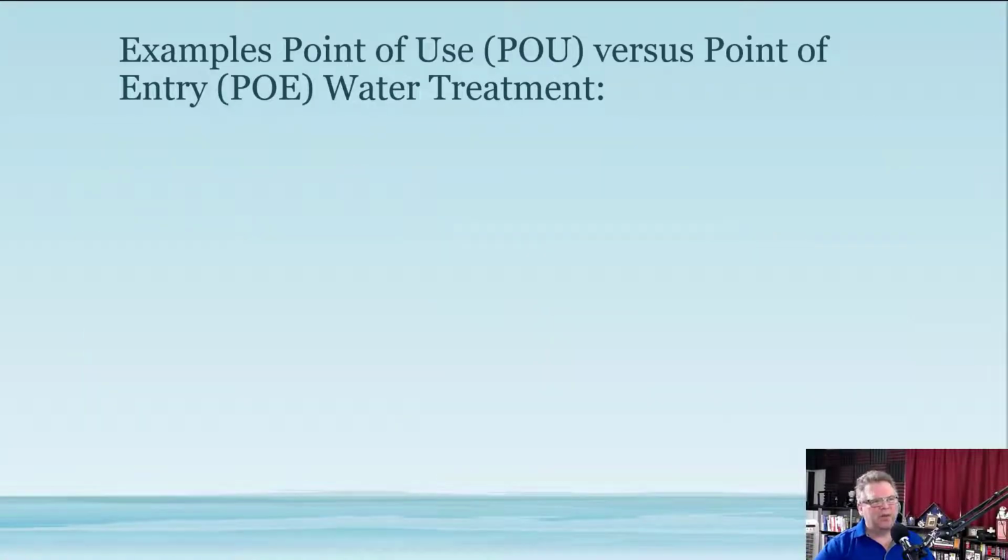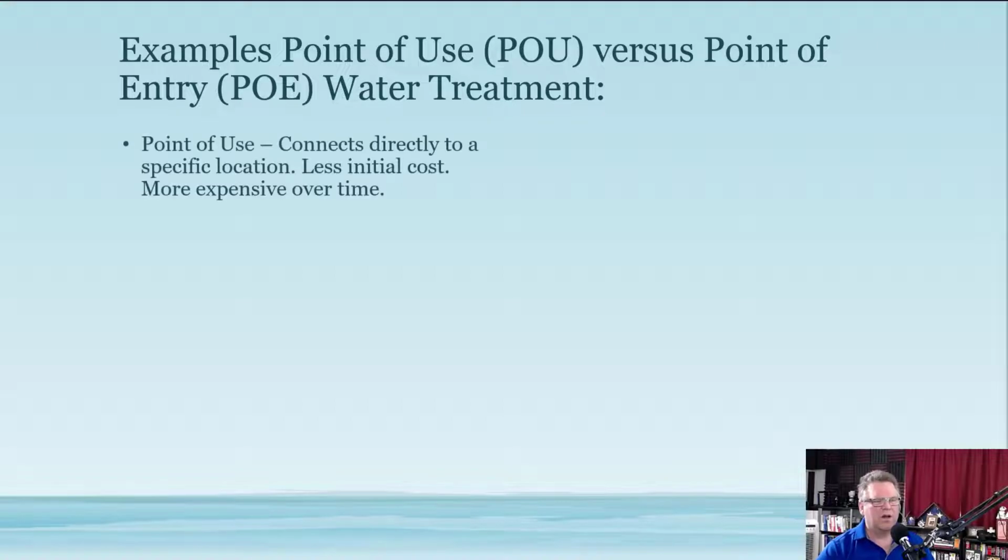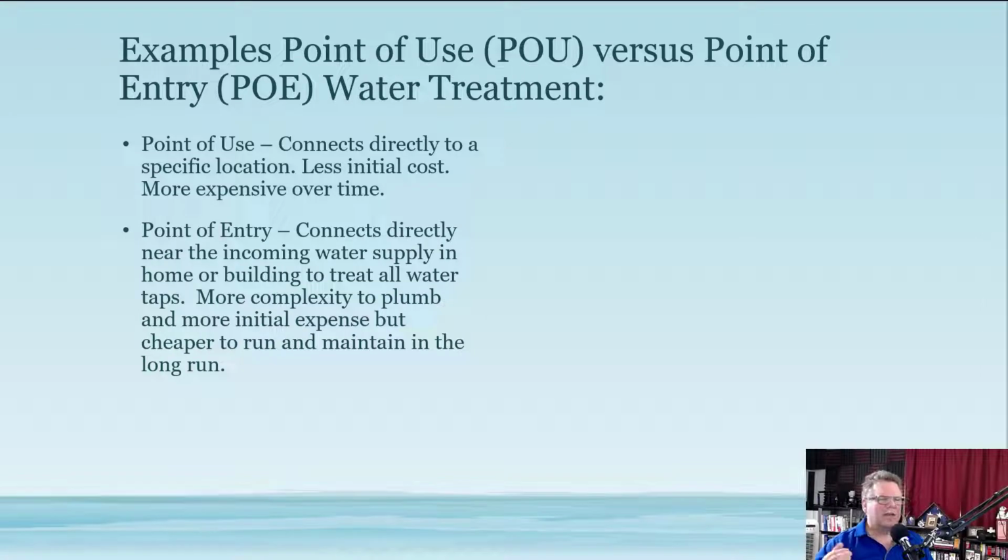So I want to cover something that's not too nerdy, but two terms that you should learn are point of use and point of entry in terms of water treatment. And I'll cover those now. So point of use connects directly to a specific location. It has less initial costs to create a remedy for water treatment, but they do become more expensive over time. Now, point of entry connects directly near the incoming water supply in the home or the building, the place of business, to treat all water taps. Now, there's greater complexity because it has to be plumbed in, and it's usually at a higher initial expense, but cheaper to run and maintain over the long run.